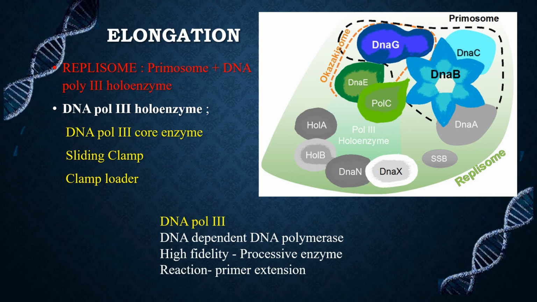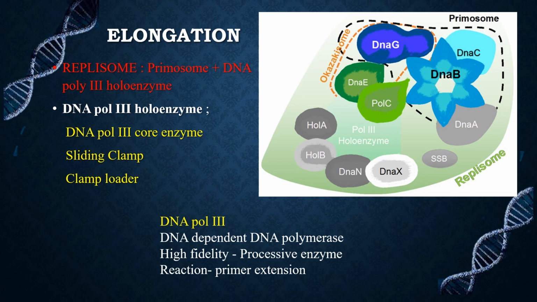During elongation, the DNA polymerase III extends the daughter strands as the replication complex known as the replisome travels along the length of the chromosome. So, elongation is done by a multi-protein complex known as the replisome. The replisome contains the primosome and the DNA polymerase III holoenzyme. The primosome contains helicase, primase, and single-strand binding proteins. The DNA polymerase III holoenzyme contains the DNA polymerase III core enzyme, sliding clamp, and clamp loader.